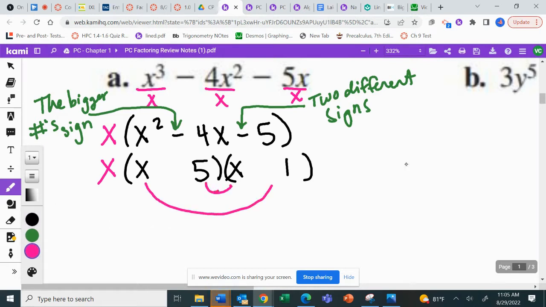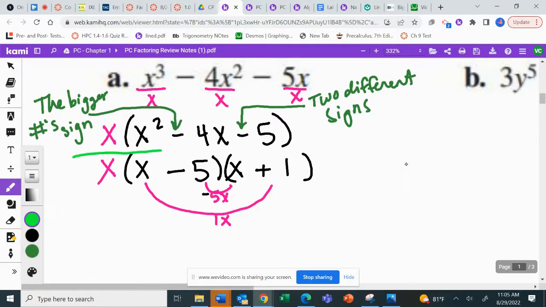I get a 5x here. I get a 1x here. And then I have to decide which one's bigger. So I have to put the bigger sign, which is going to be minus, in a place that will make it a negative 5x. And I have to make sure that this negative 5x and this positive 1x do equal the minus 4x. So there's my check. When I do my outer and my inner, I'm going to check to make sure that it worked, which it did.